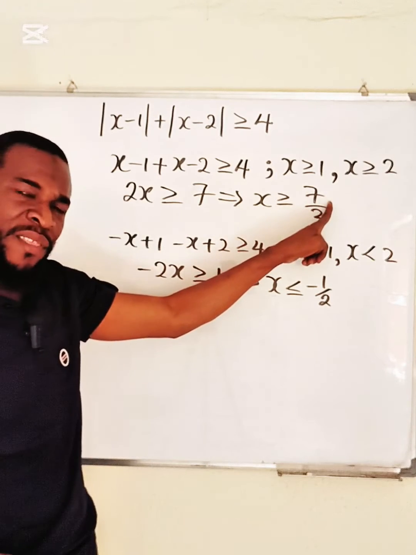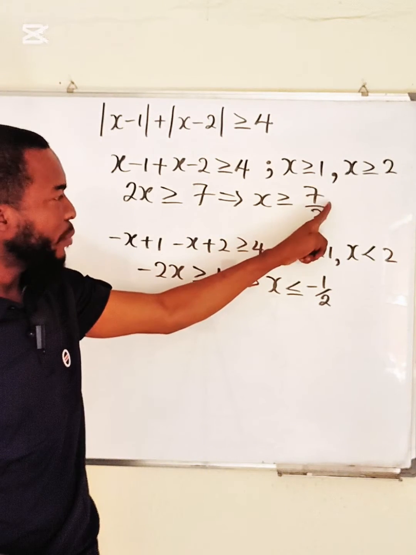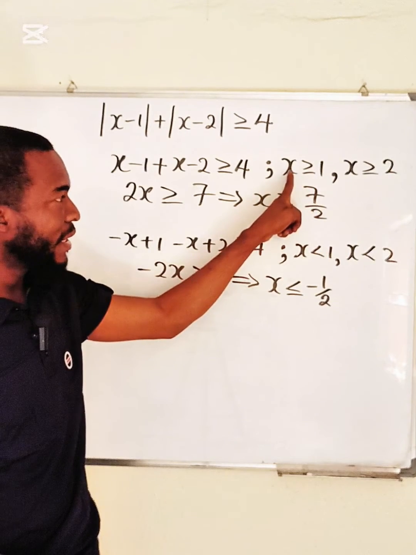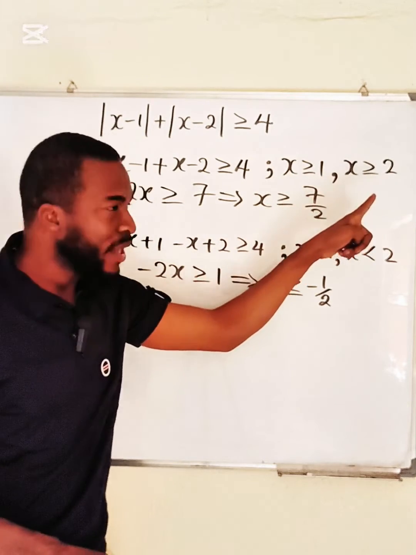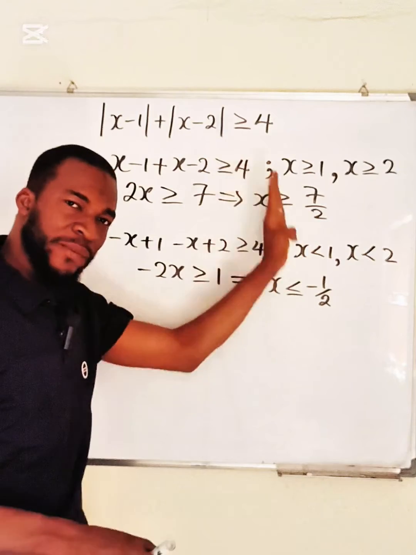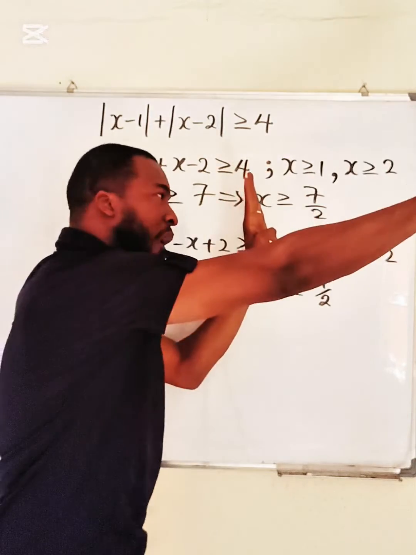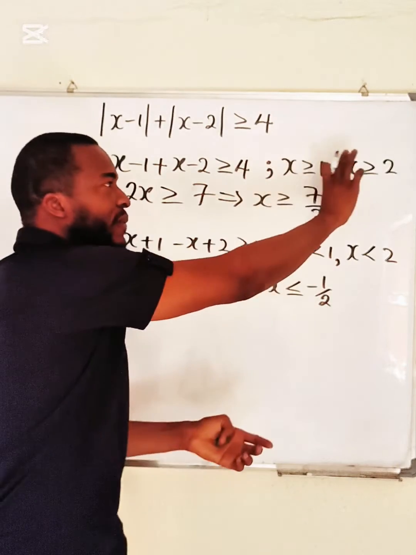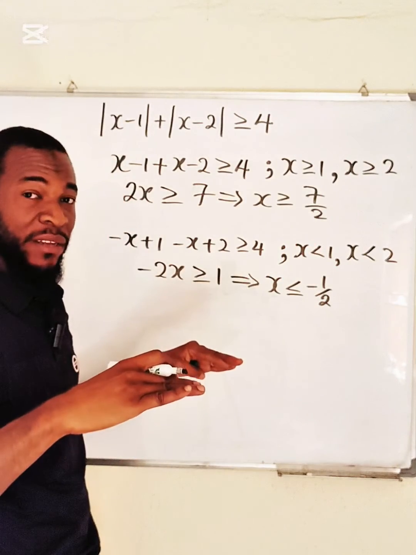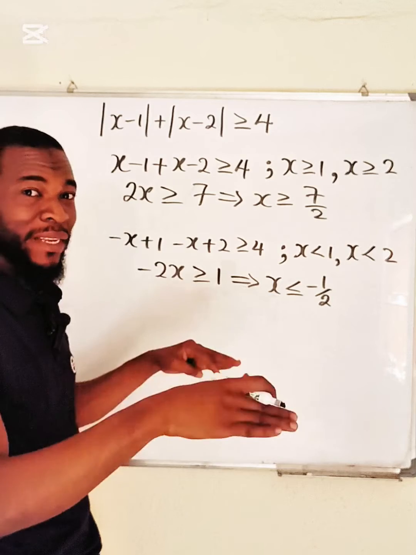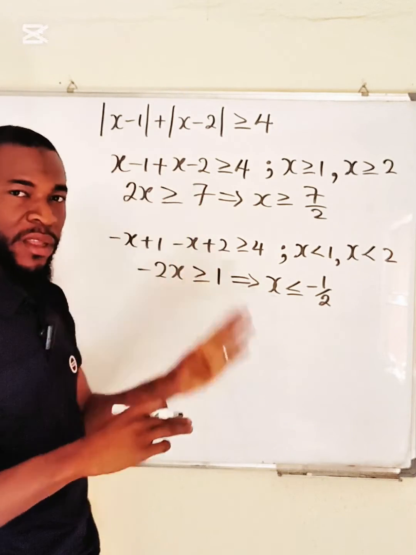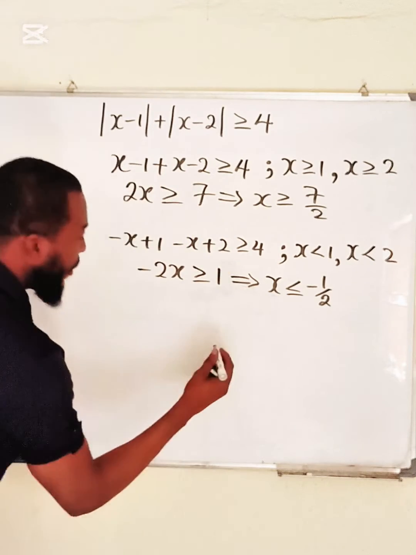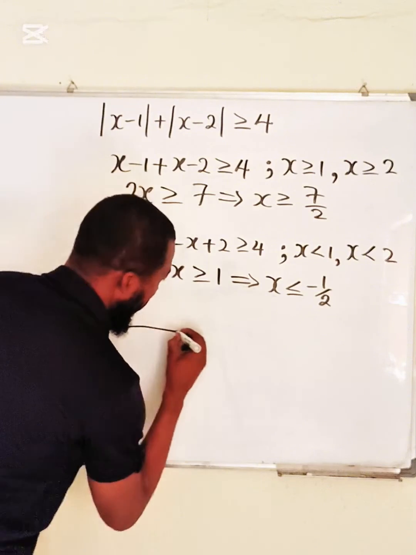So you can see our solutions. This is equivalent to 3.5. And 3.5 is greater than 1 and 2. Therefore, our solution will have to begin from that 3.5 up to positive infinity. If you like, you can plot all of these on a number line, just to find out the intersection. So let me do that for you.